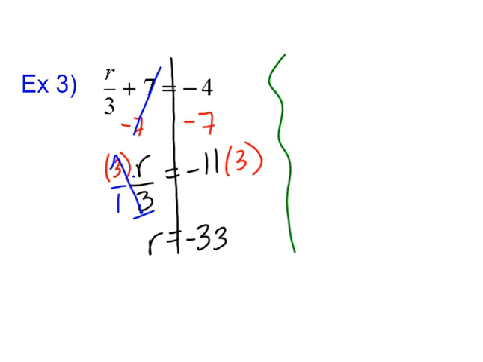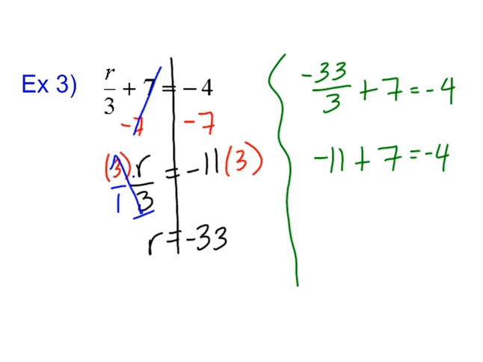We're going to check our solution. Negative 33 divided by 3 plus 7 equals negative 4. We're going to follow order of operations. Negative 33 divided by 3 is negative 11. Negative 11 plus 7 is negative 4. So it checks out. So that means that our answer is negative 33.